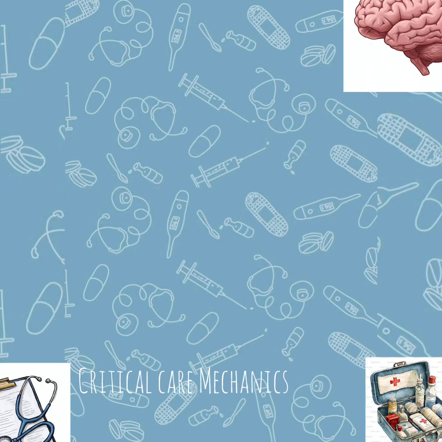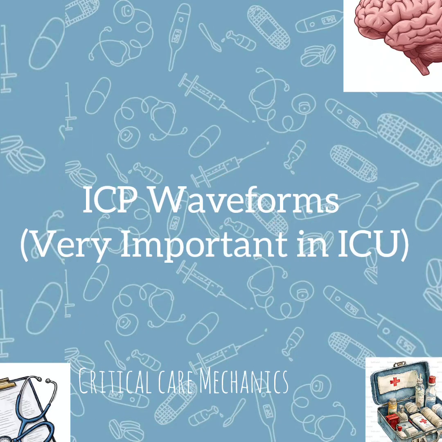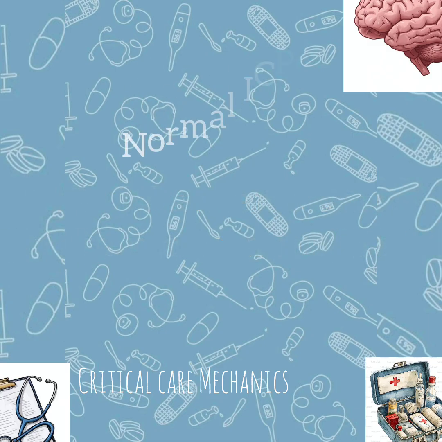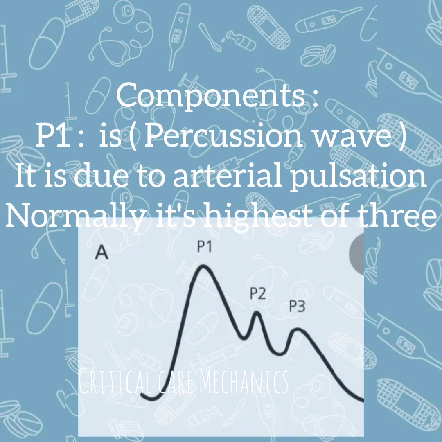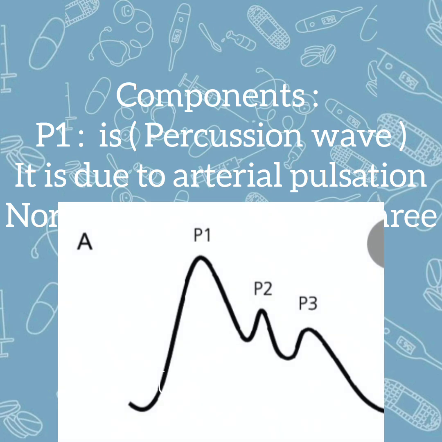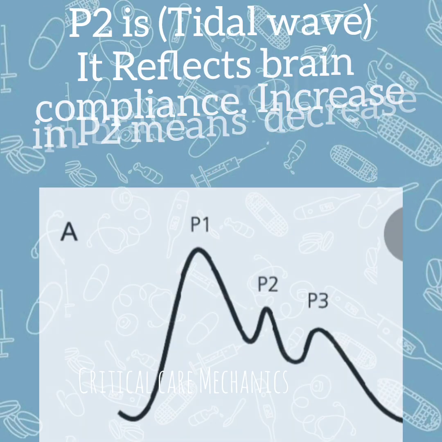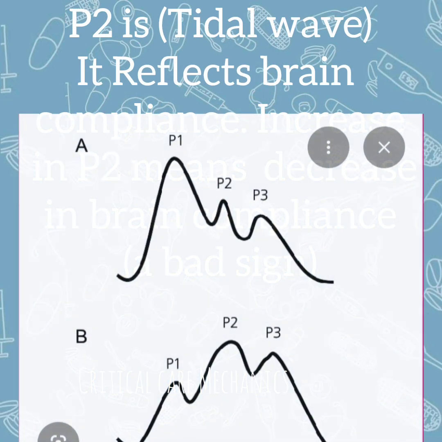Now talking about ICP waveforms, very important in the ICU. A normal ICP waveform has 3 peaks. Components: P1 is the percussion wave. It is due to arterial pulsation. Normally it's the highest of the 3. P2 is the tidal wave. It reflects brain compliance.